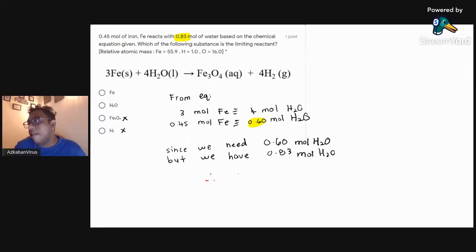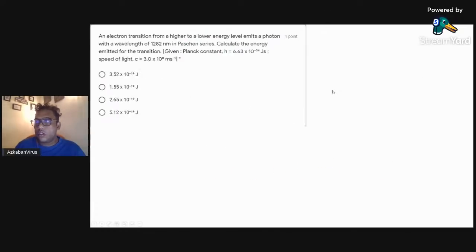Therefore, H2O is the excess reactant. Automatically, the other one is our limiting reactant. If one is in excess, automatically the other one will be limiting. Let's continue with the next one.